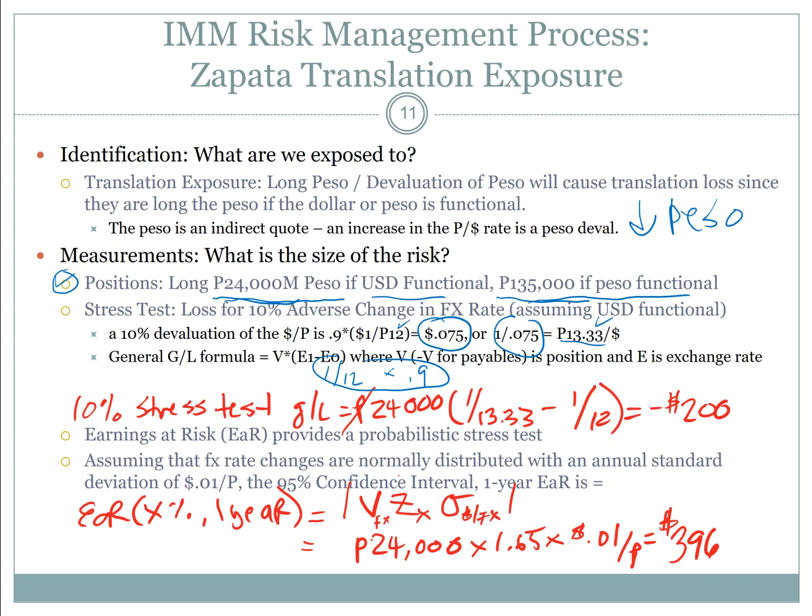So how much would the firm lose if there's a 10% change in the exchange rate? I take my V times my new minus old exchange rate. So a 10% change would be going from 12 to 13. They'd have a $200 exposure, a $200 loss if there's a 10% depreciation of the peso.